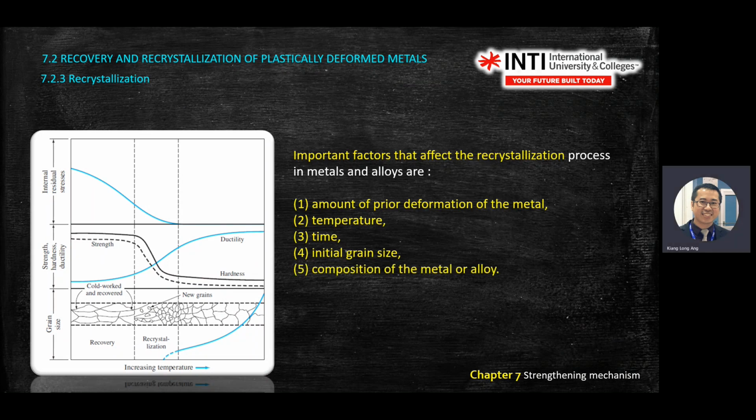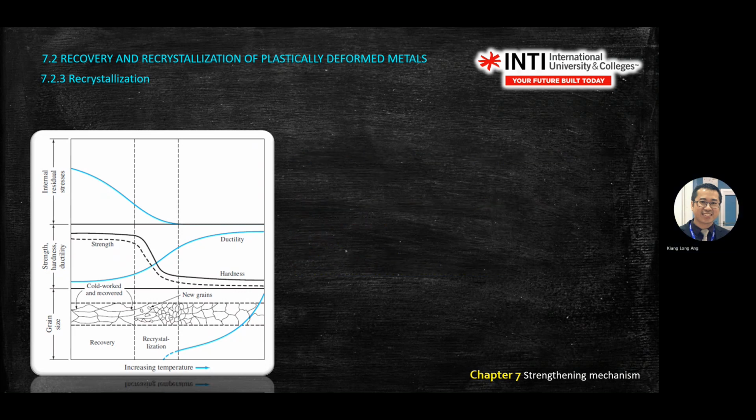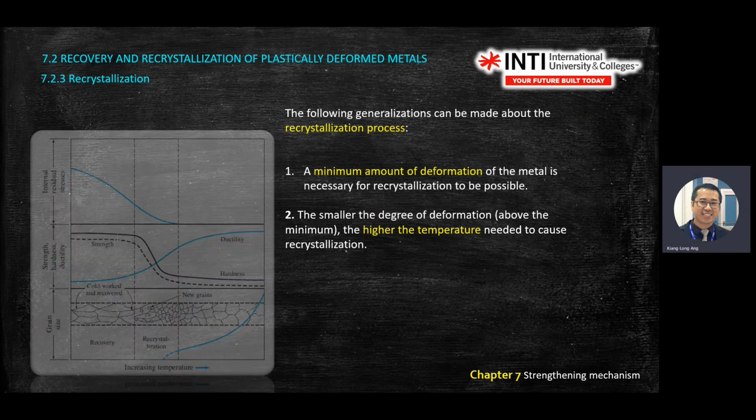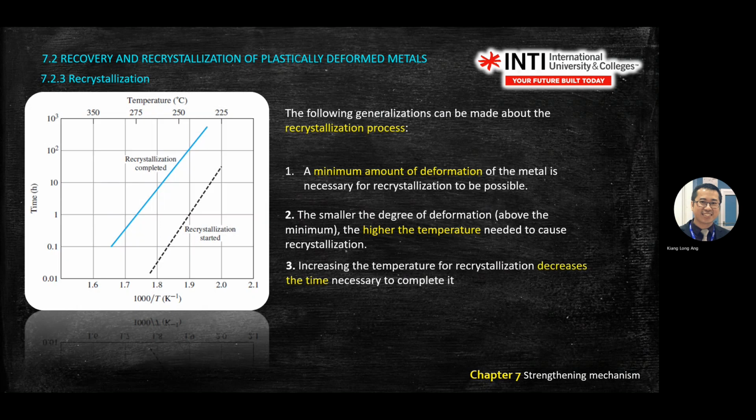Okay, then what affects this recrystallization? There are 5. Normally you don't need to give 5. You only need to mention 3 of these. Okay. Then the rest you read. This is how the recrystallization happens. Okay. This one you read.